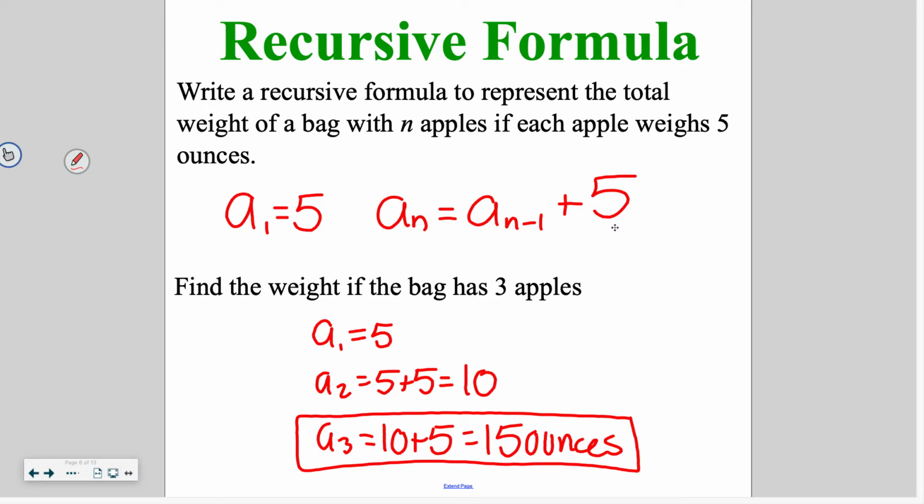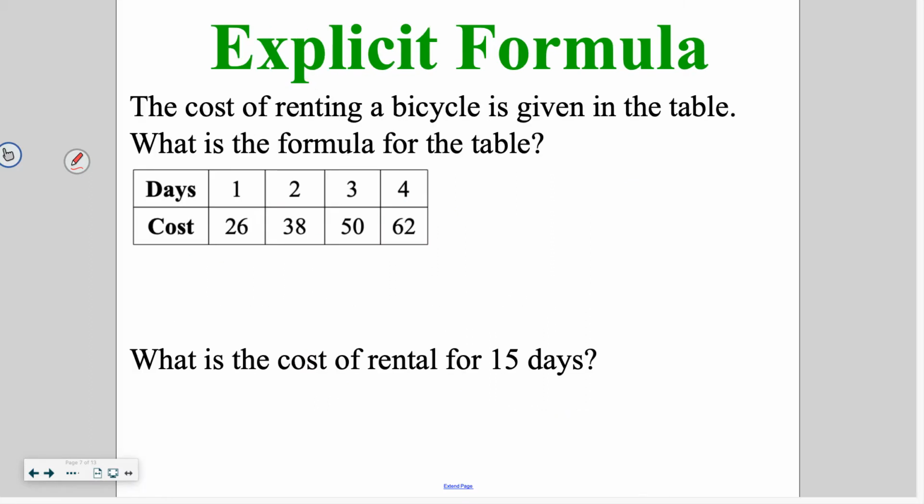So our recursive formula, the first term is 5. We've got a_n equals a_(n-1) plus 5. And then since we're finding the third term, we did the first, add 5 to get the second, add 5 again to get the third, which is 15 ounces. When we use the explicit formula, this is going to help us find any term, especially the bigger ones, so that we don't have to count individually.